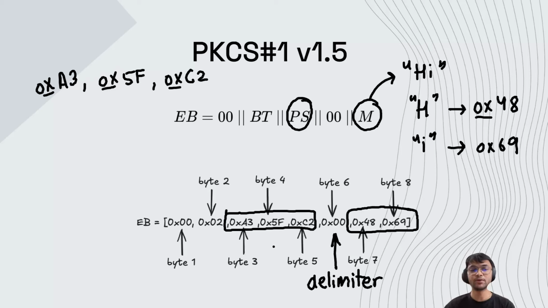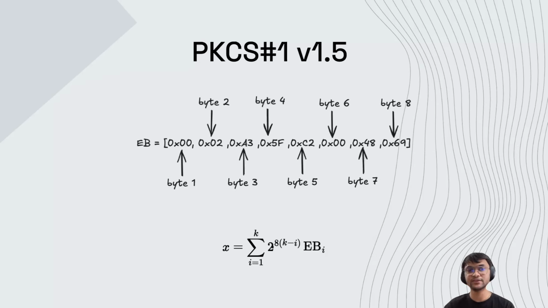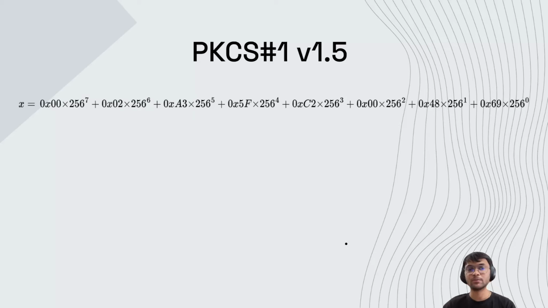Now, we can simply plug these into the OS2IP formula to convert this into an integer primitive, x. And upon expanding that, we get this. Here, 00, the first byte, is multiplied with 256 raised to 7, and 69 was multiplied with 256 raised to the power 1. This was I, and this is 1.